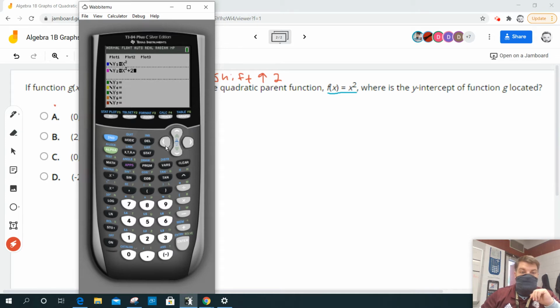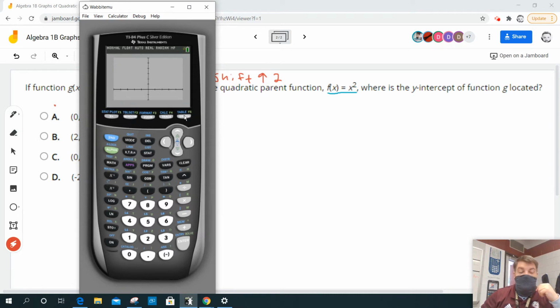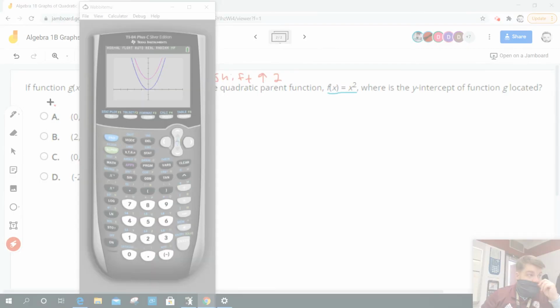Then I'm going to hit the graph button. And then I'm going to graph the 2's. Now the blue one, it just goes through the origin, right? And the purple one just shifts up 2. So that's exactly what Mr. Adams said, right? It's just going to shift up 2 units. So let me take a picture of this and we'll zoom in on it.